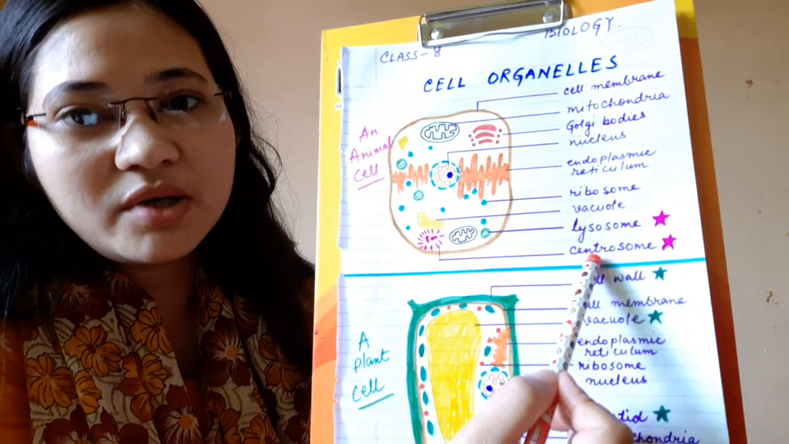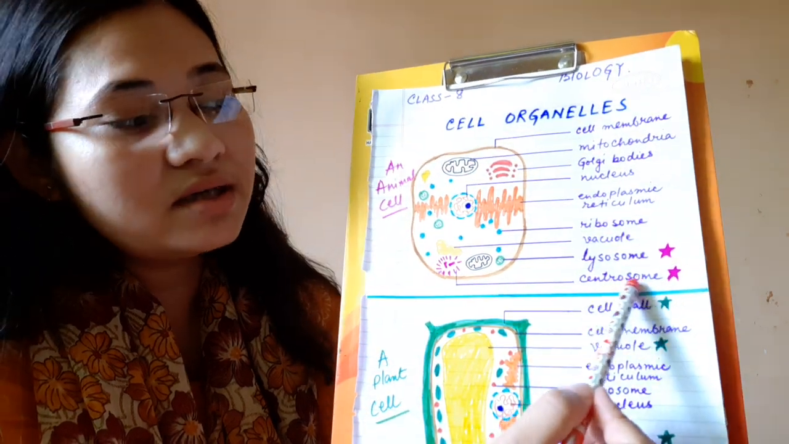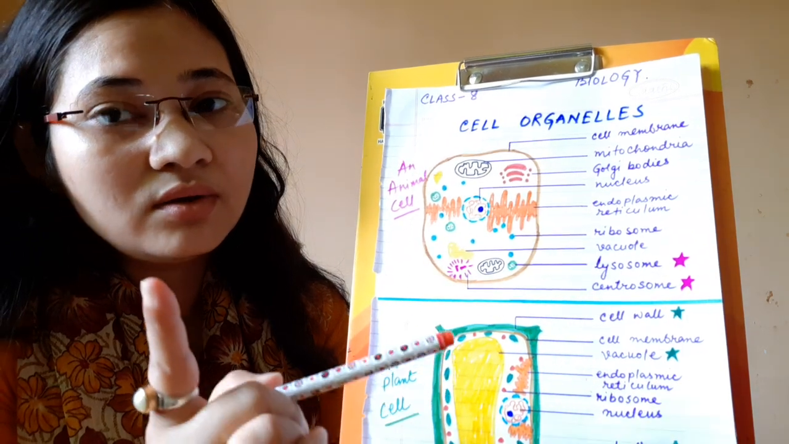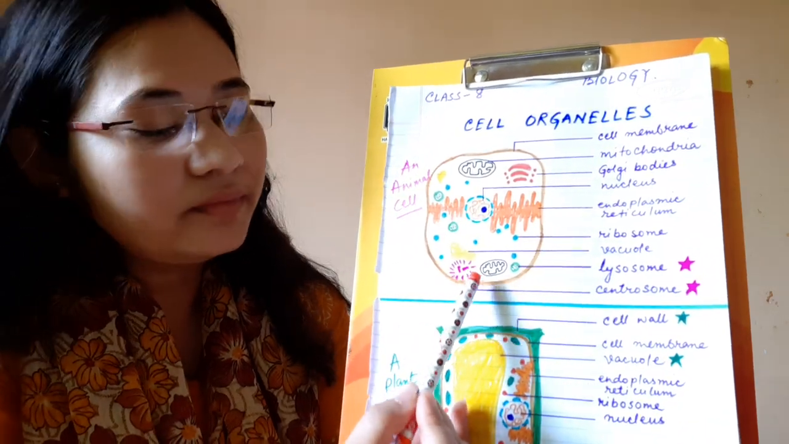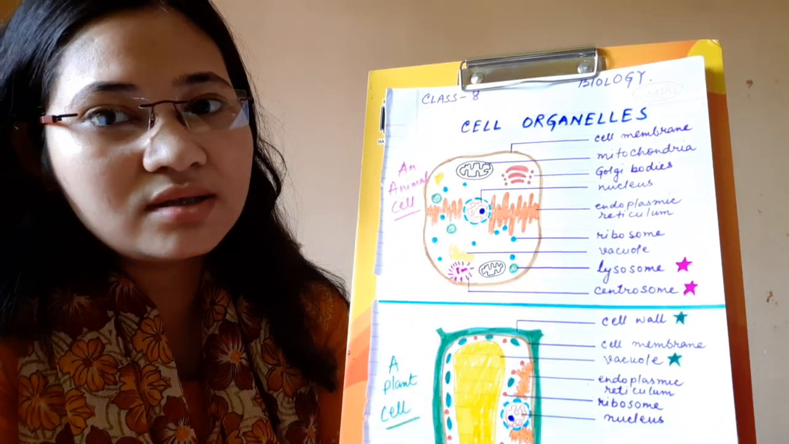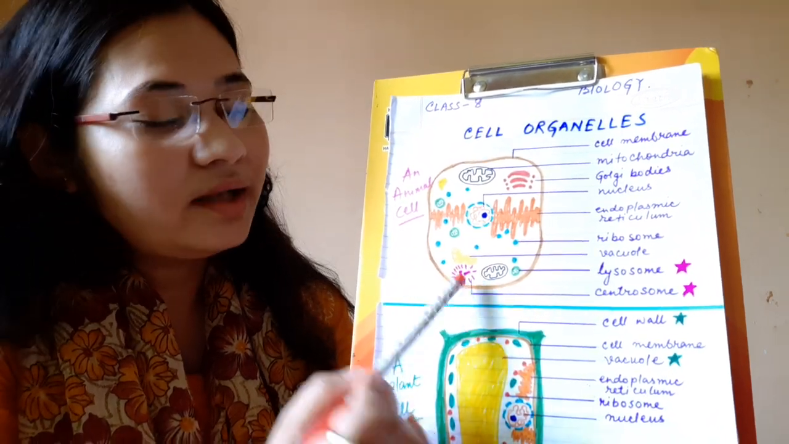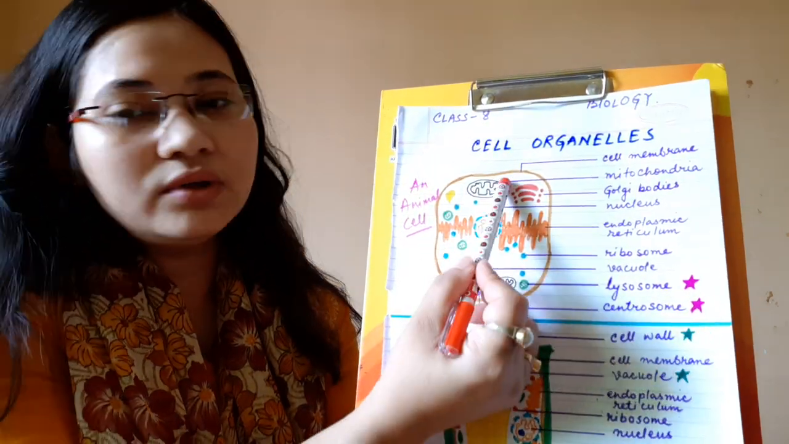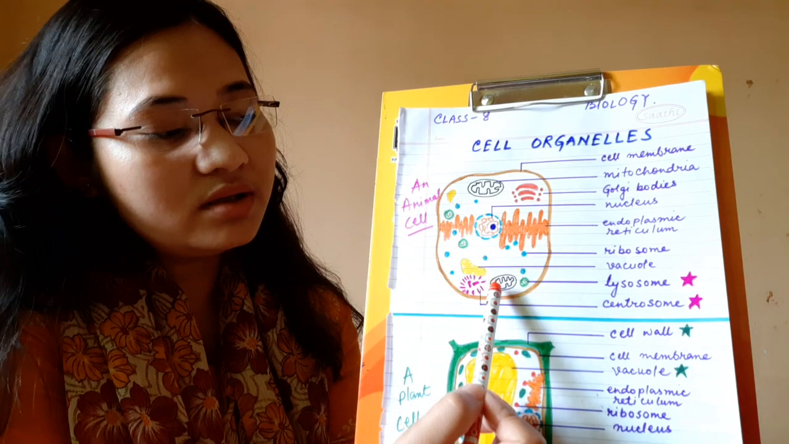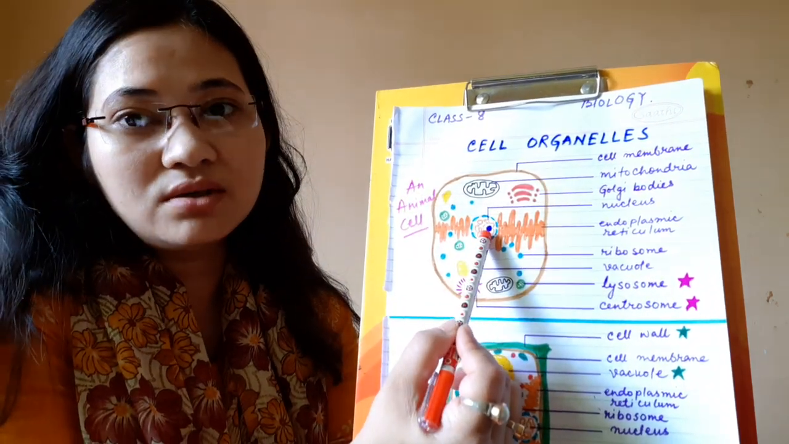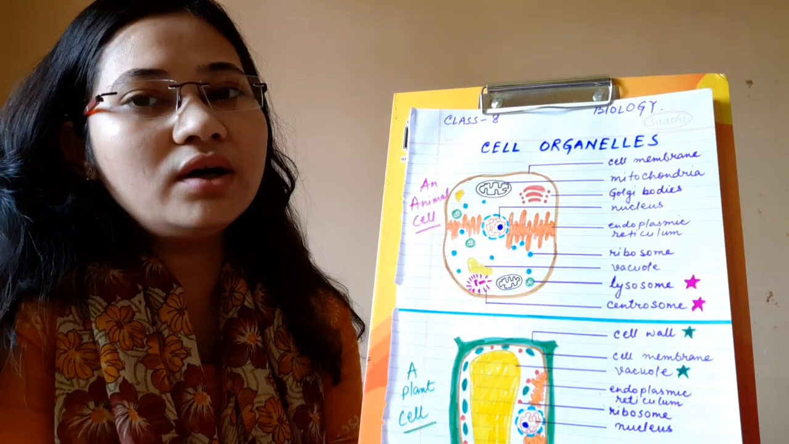Then comes another special type of cell organelle, that is centrosome. Centrosome is only one in a cell. In one cell only one centrosome is present, that is made up of two rod-like structures and some star-shaped structures, and they help in cell division. When this cell is supposed to divide, one of these rods will move to the north pole, one of these rods will stay at the south pole, and then they help in movement of the chromosomes. So in this way they help in division of the cells.